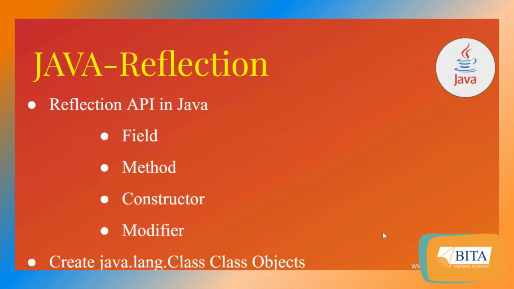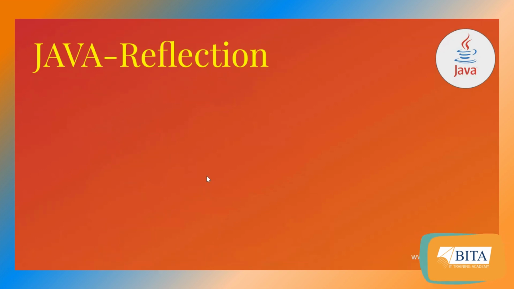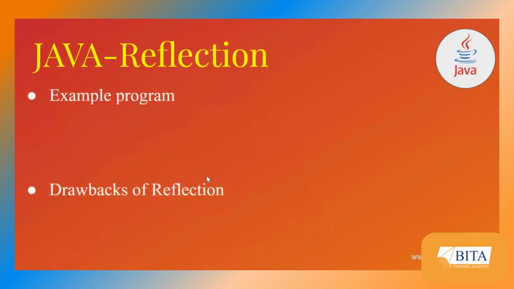So in the last video, we saw what reflection and the reflection API in Java are, and how to create the package files. Today in this video, we are going to see an example program on how to get the superclass, and how to access the modifiers of a given class, and what the drawbacks of using the reflection APIs in programs are. So now let's open the workspace.